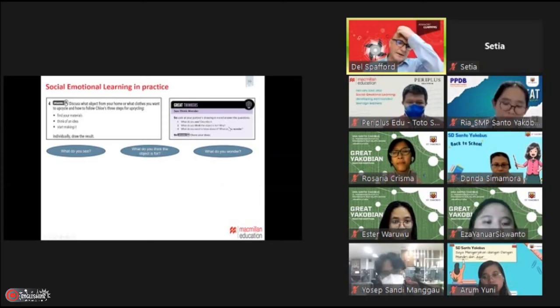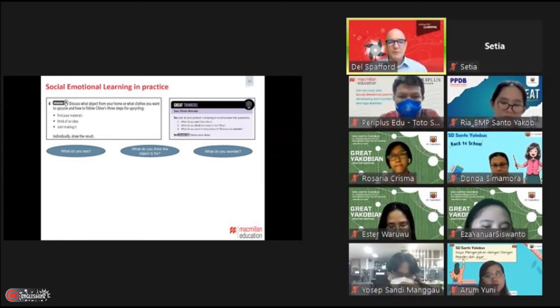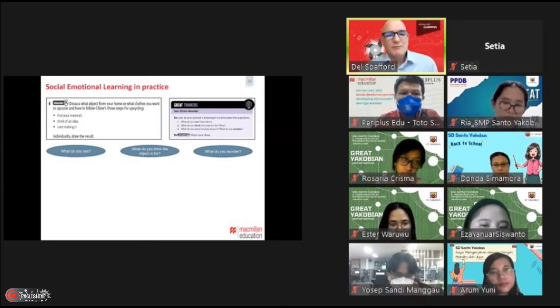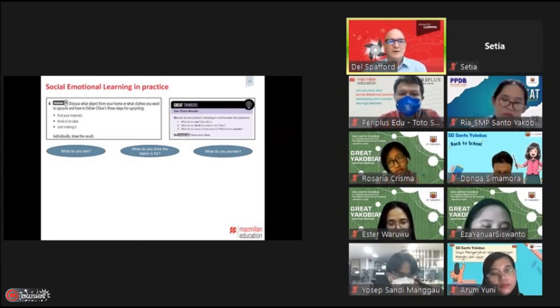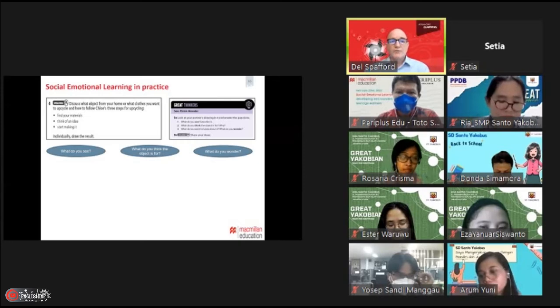So what we're looking at is in this activity, in activity 4, students have to draw a picture of something that they want to upcycle, something that's old that they want to make into something new, and recycle or upcycle the thing that they have at home. And they draw a picture, and then they show the picture to their friends, and their friends complete this activity. What do they see? What do they think the object is for? And what do you wonder?